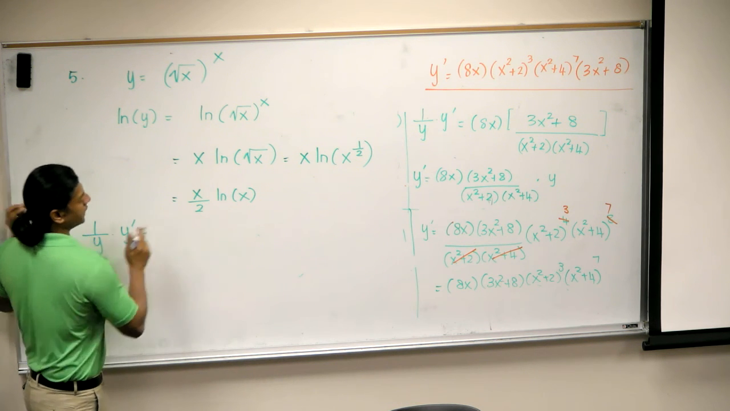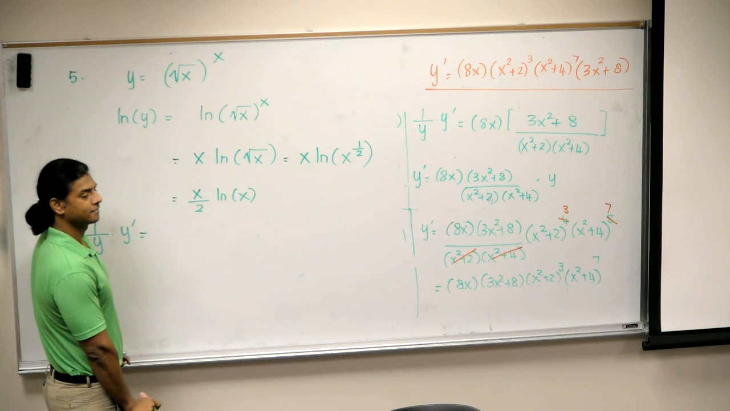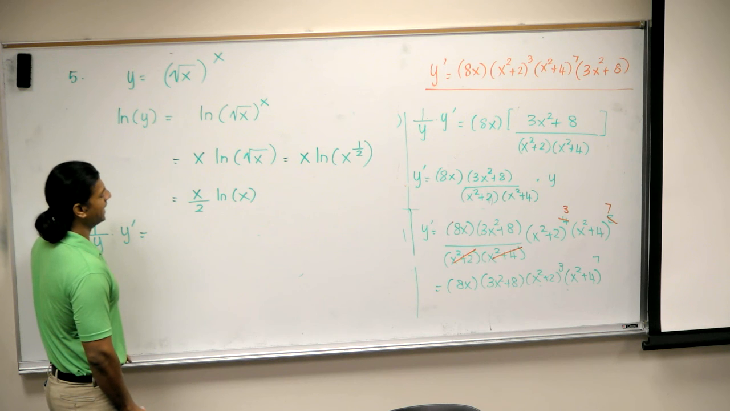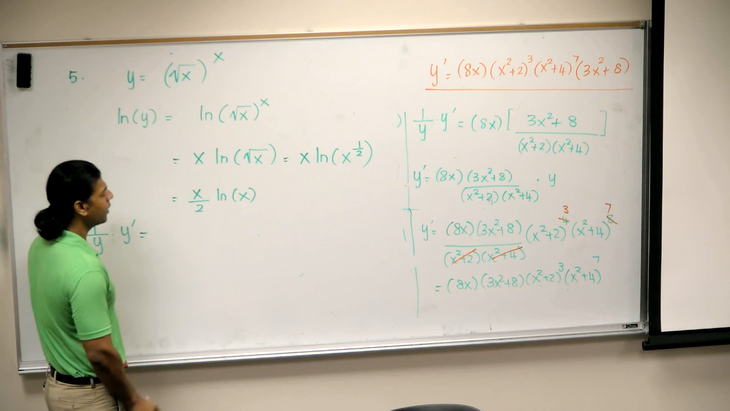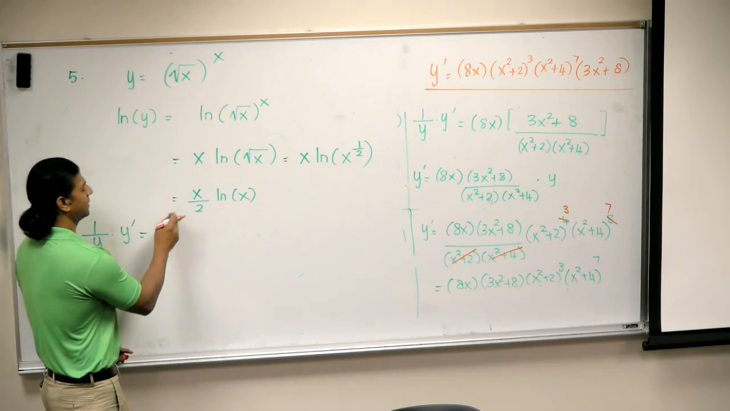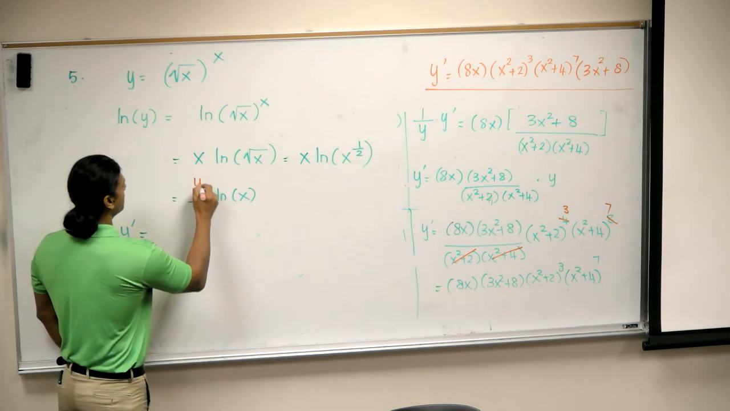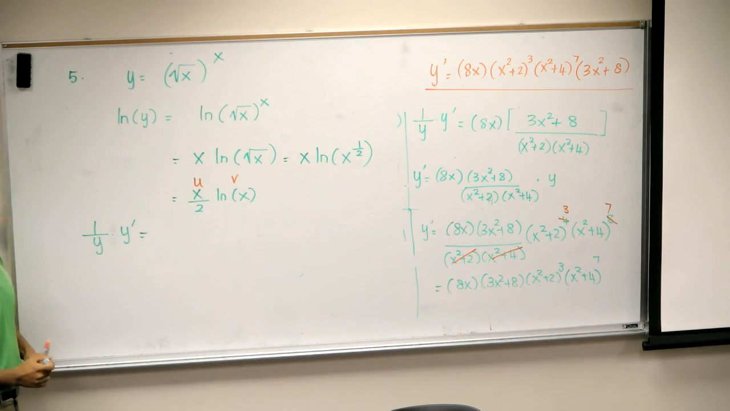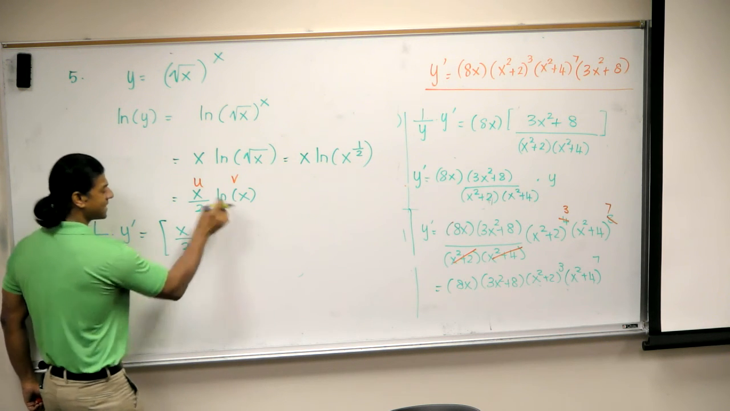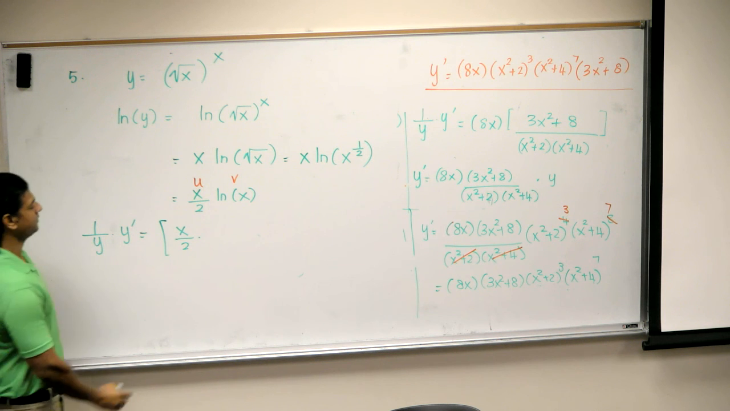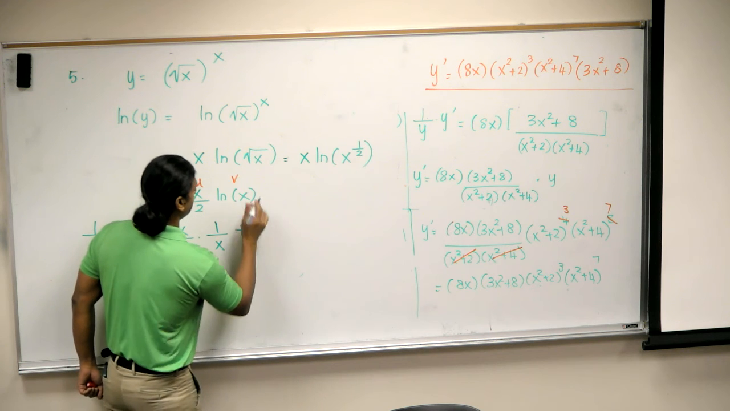What should we do on the right-hand side to find the derivative? You move out the x over 2 and then you take the derivative. Why would you move that to the side? It's not moving to the side, but you take the derivative of ln of x, right? What is the derivative of ln of x? 1/x. So it's u v prime plus v u prime.